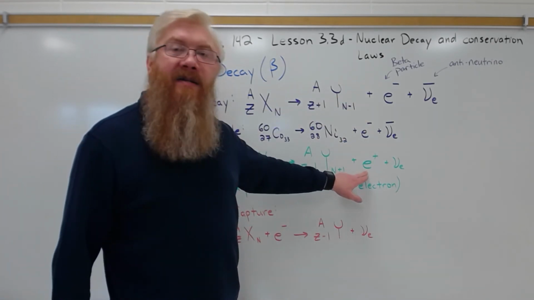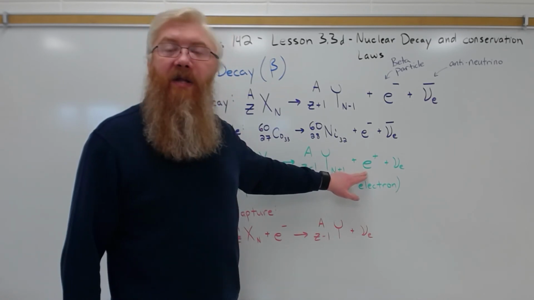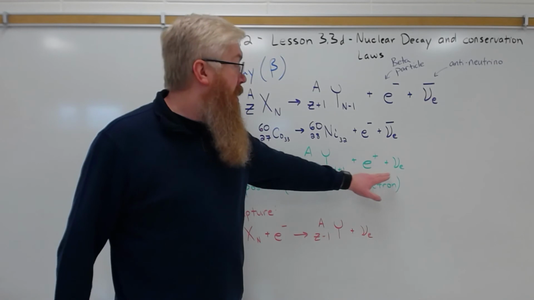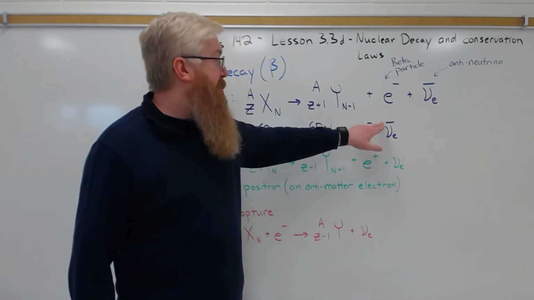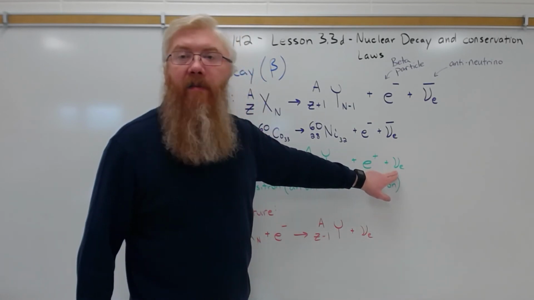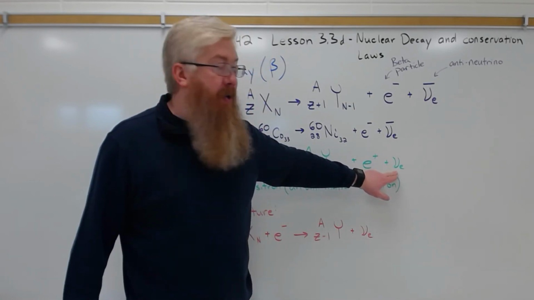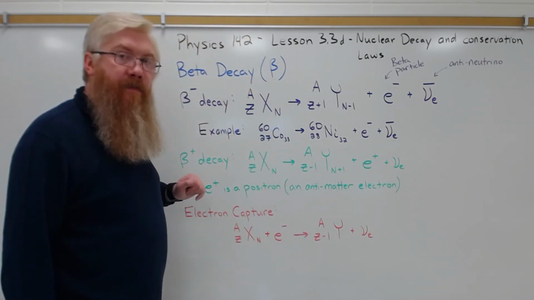Now remember, antimatter has a lepton number of -1, so this has to be balanced with a lepton number of +1, which is an electron neutrino. Notice there's no bar above here. If there's a bar above it, it means it's an antimatter neutrino. If there's no bar, it means it's a regular matter neutrino. So this is beta plus decay.